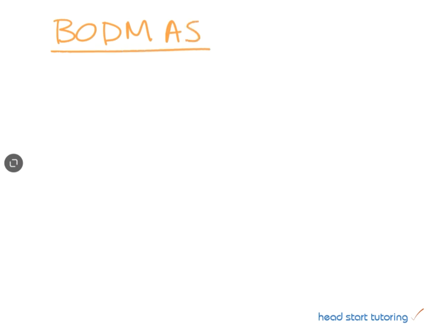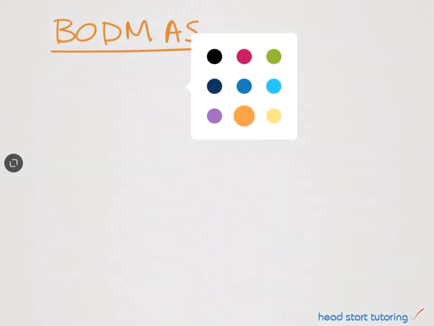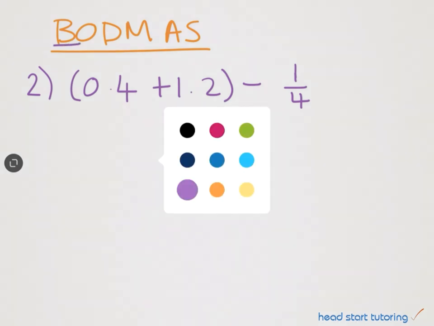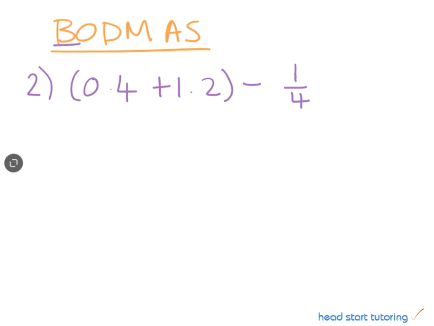Right, let's have a look at another example. And I always just write BODMAS at the top of my page just to remind me of my order of operations. So this is number 2 now. So if we've got 0.4 plus 1.2 in brackets and we're minusing 1/4. Right, so obviously we're going to be doing our brackets first. So we can just do some working out on the side. 0.4 plus 1.2. It's always best to show all your working so that you can at least get part marks if you don't get the calculation correct.